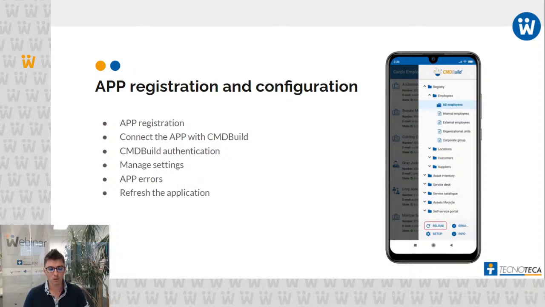Or you can also refresh the application if you make some changes to the data model and you want to view them. You don't need to close the application and then reopen it, but you can reload it by tapping on that button. And then there is an info button to get the information about the version, your customer code, your device name, and so on.